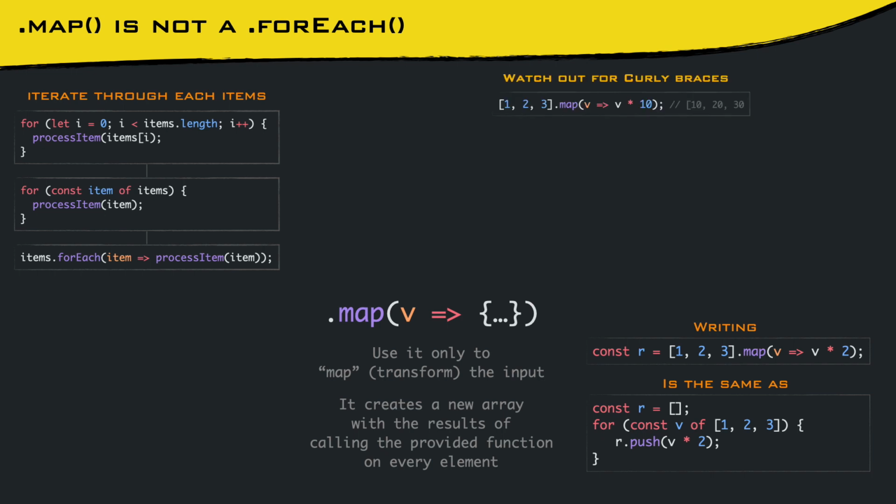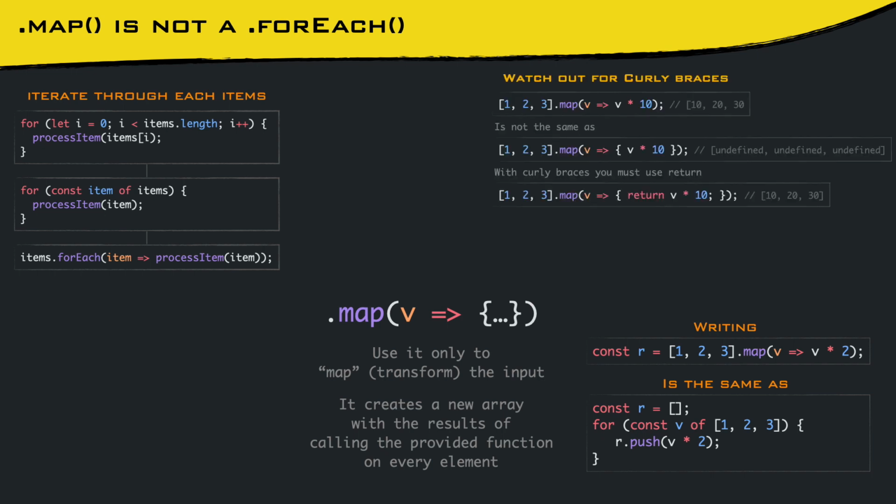If you use arrow functions, watch out for curly braces. Without curly braces, the result of the computation is used as a return value. But if you use the curly braces, you must specify the return, otherwise you'll get undefined as the return value.